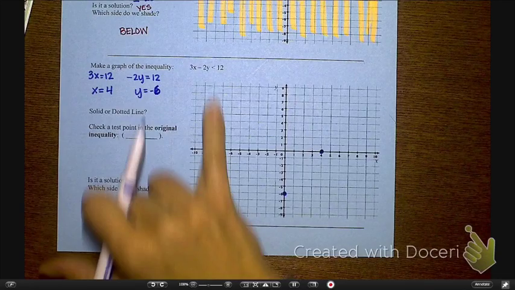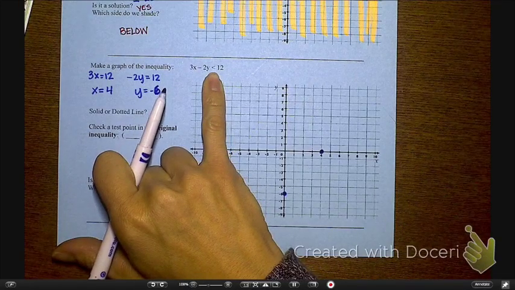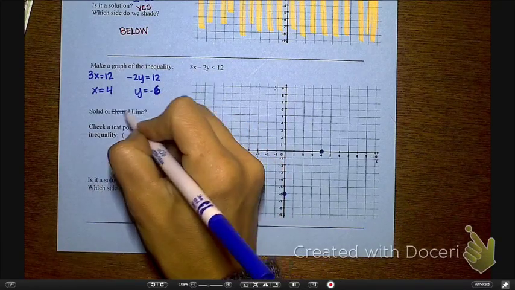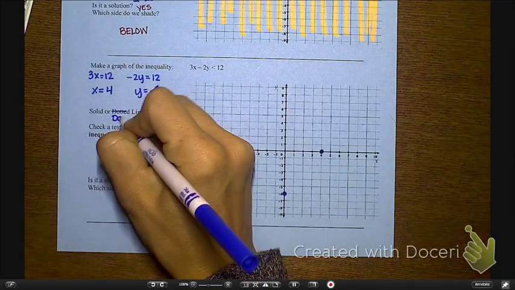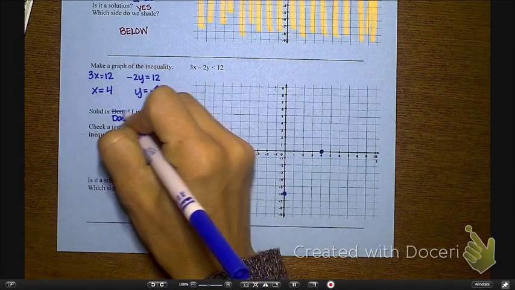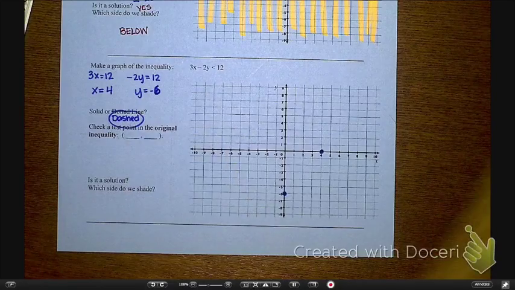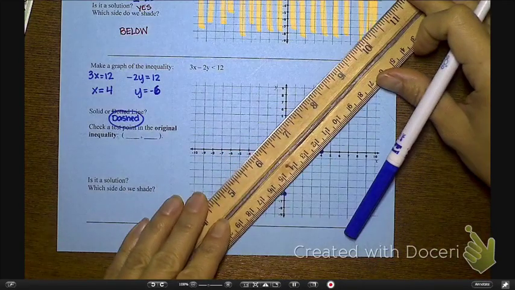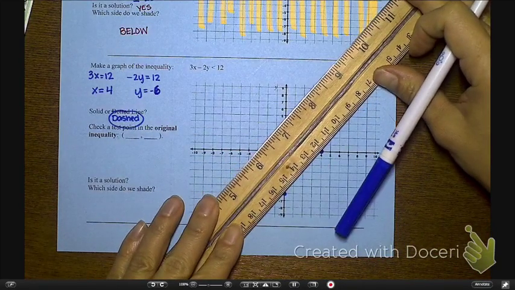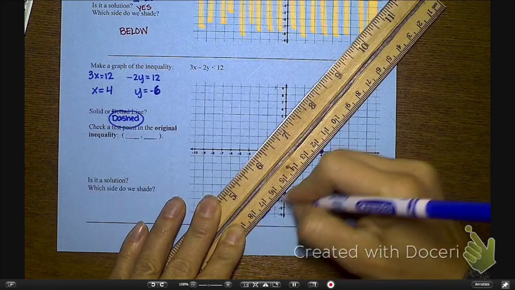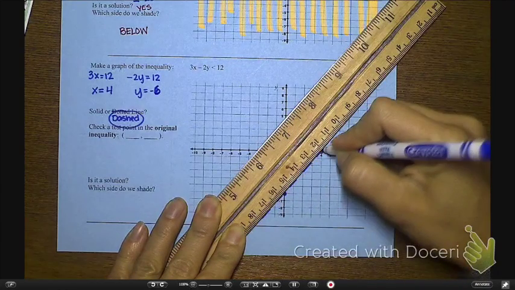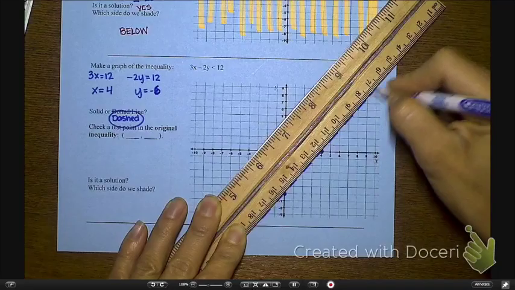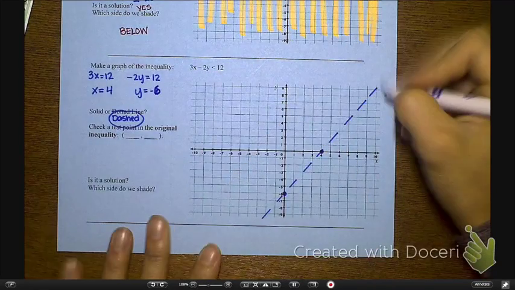Okay, now look at your symbol. Solid or dashed? Dashed, okay? So this is going to be a dashed line. Remember, it is dashed because there's no equal to line underneath the inequality.